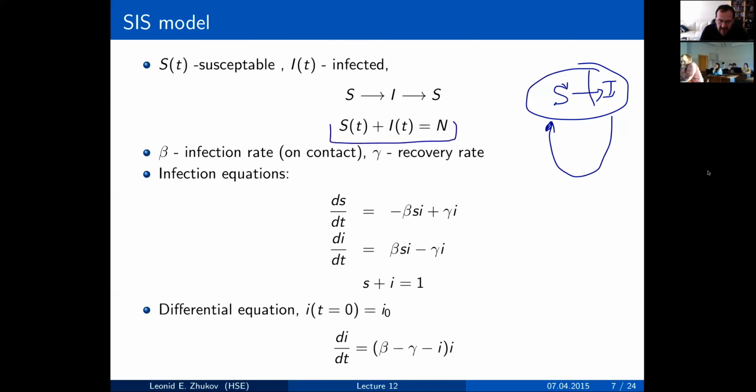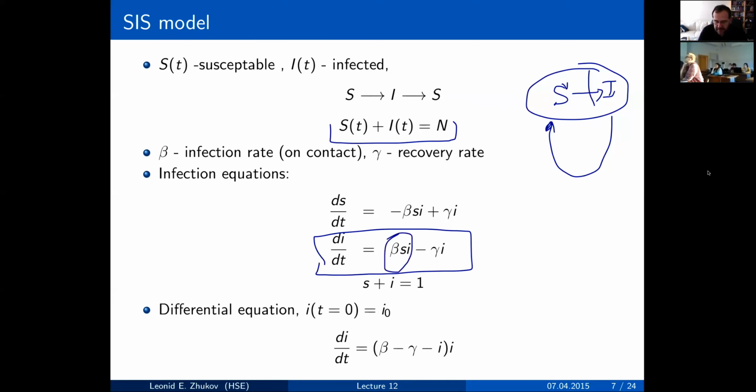If we look at, for example, the number of infected people as a function of time, the differential equation, we can write it the same way as we did the very first equation. What it says is the following: dI/dt, first of all, the number of infected people is growing due to the infection rate on contact. But at the same time, the number of those people is decreasing because of the recovery.